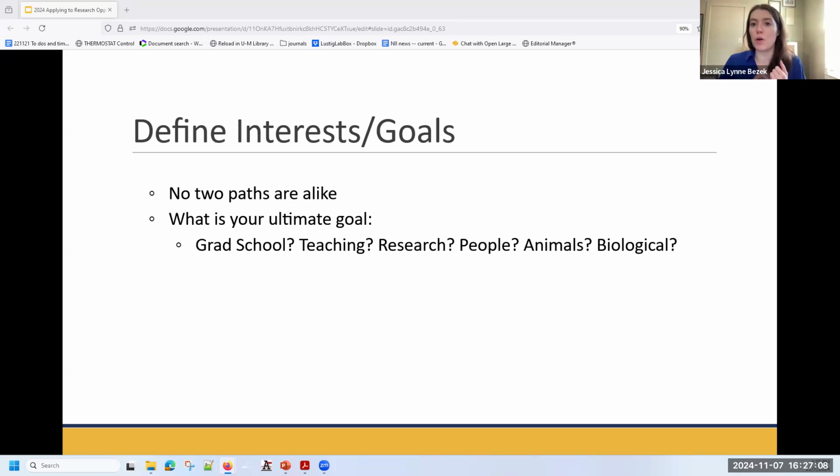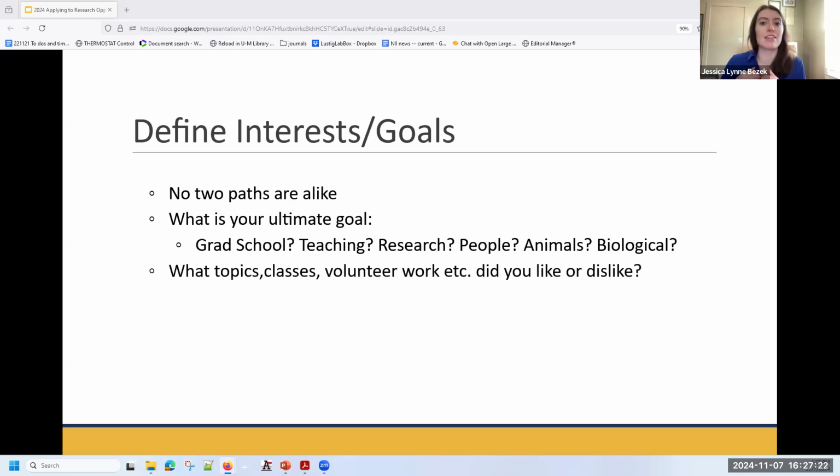So you could do research focused with human populations. You could specialize in kids, adults, elderly adults. You could work with animal models. You could do more bio-based research that's in like a lab setting. There are a lot of different options, right?